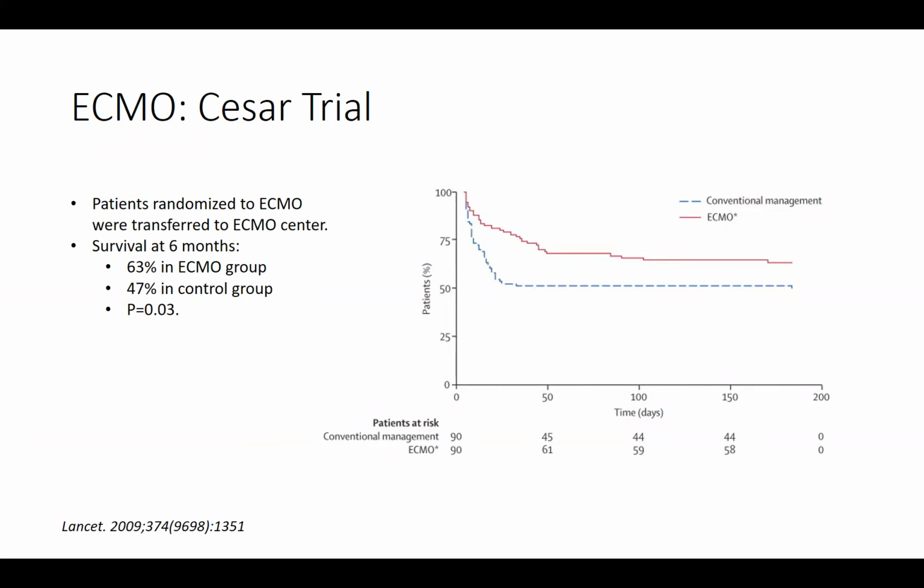ECMO. So there are two large, by ECMO criteria large, they're not that large, studies about ECMO. The older one is the Caesar trial. They're both done in Europe, the two studies about ECMO.